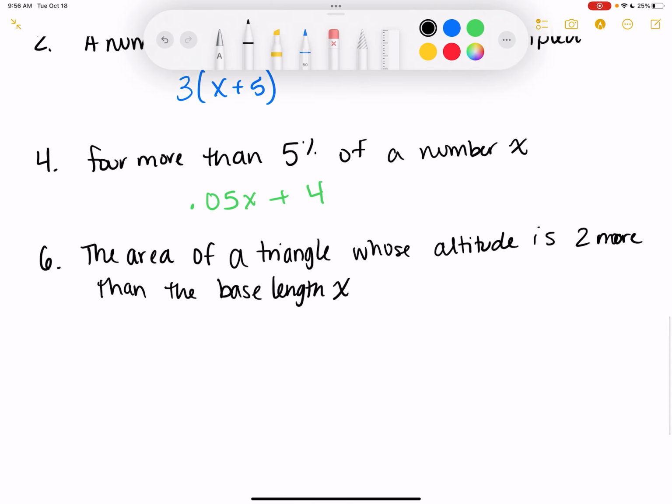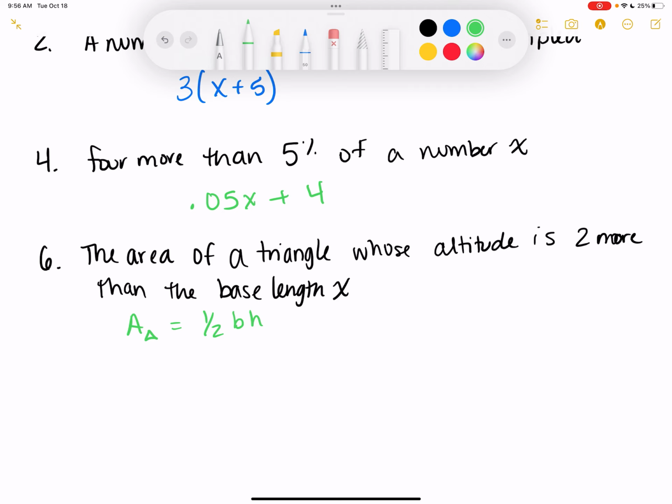Area. So in general, what is the area of a triangle? Half the base times height. So based on that, what would we have here?